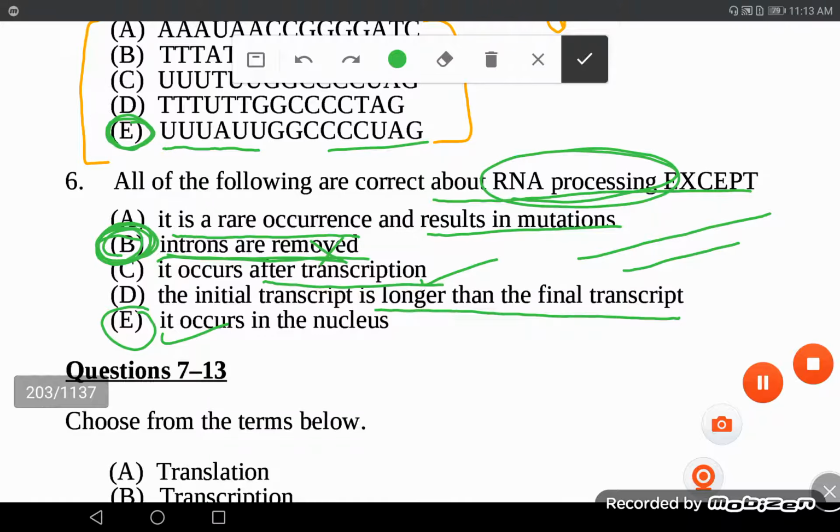So as you can see, the answer for the question will be A. A is the answer because it says it's a rare occurrence. It's not a rare occurrence. After each transcription we have this process, and it does not result in mutation. It's not related to mutation.